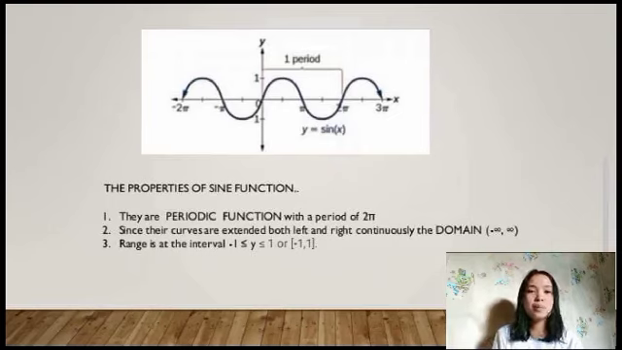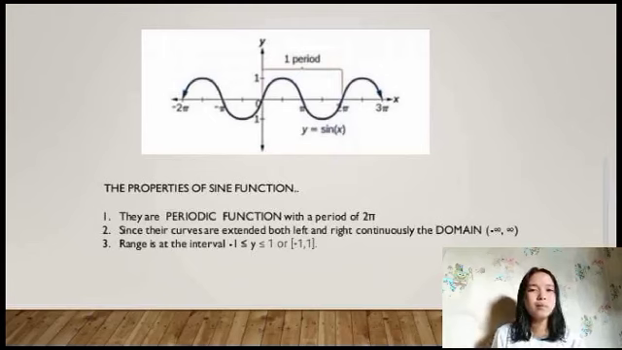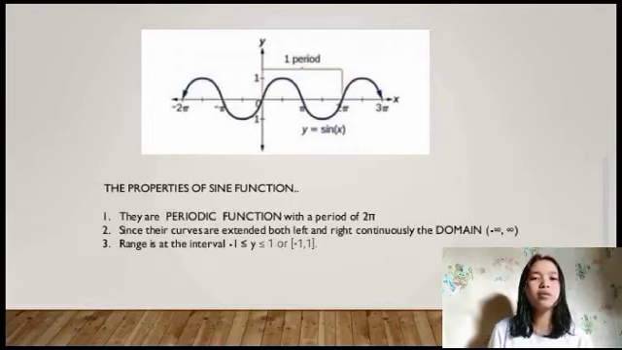Number 1 is that it is a periodic function with a period of 2 pi. As you can see, from 0 to 2 pi, the points complete one cycle. It is periodic because after the interval of 2 pi, it will repeat its values. So from 2 pi to 4 pi, it has the same values.